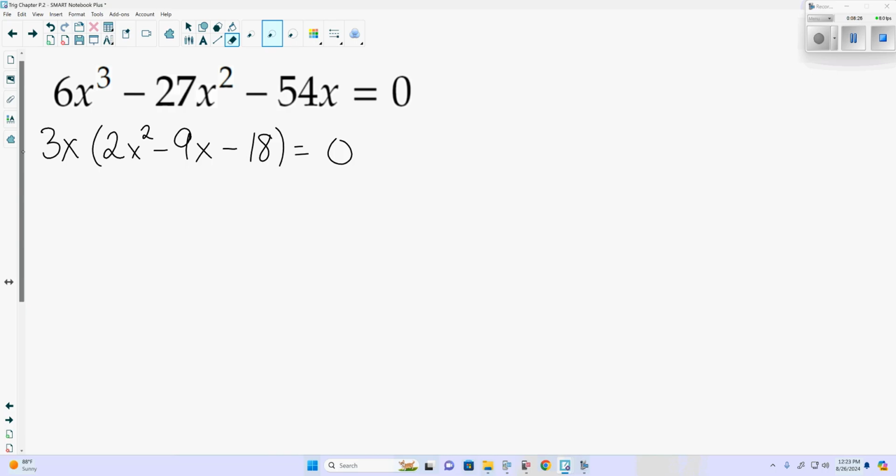Well, we do have two or more things multiplied together to equal 0. We actually have 3. One of those must be 0. Well, here, x is 0. We could say 3x equals 0 divided by 3, but that's still just 0. And our other one is 2x squared minus 9x minus 18 is equal to 0. So that's our other equation.